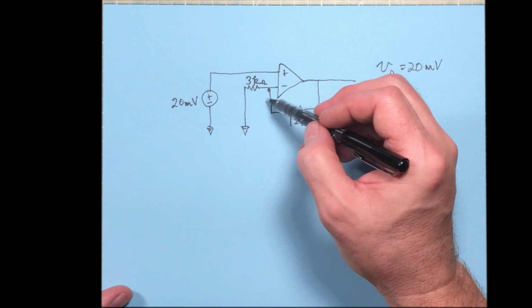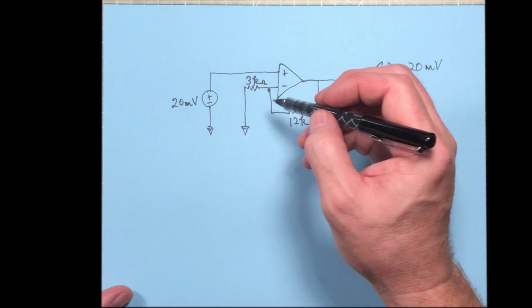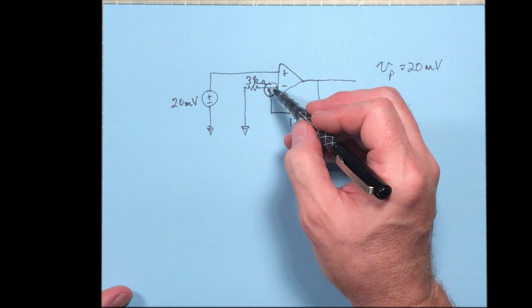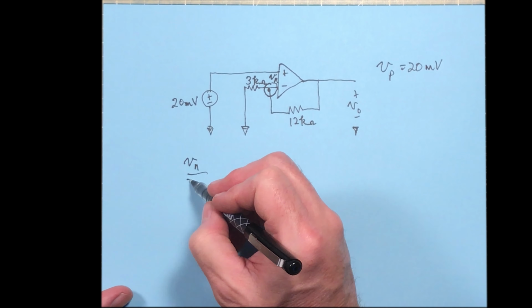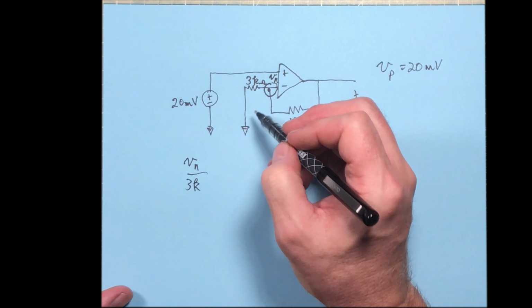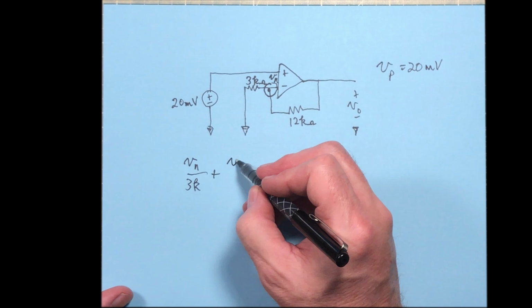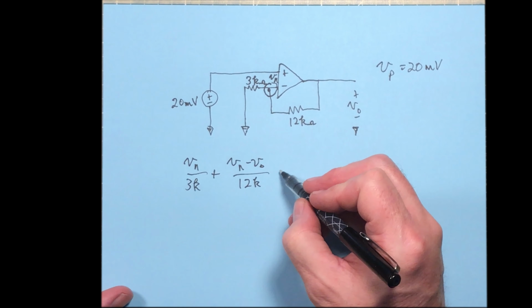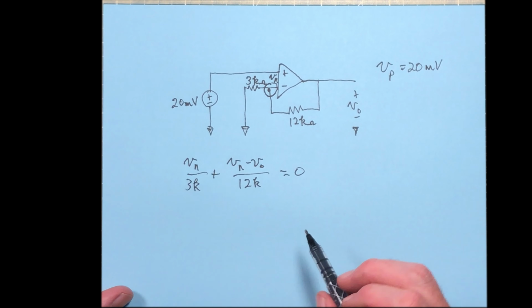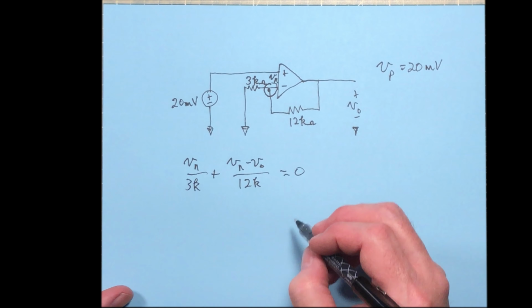So when we come down here, we can write a node voltage equation. And you do it exactly the same way. Even though things are drawn in a slightly different configuration, you do exactly the same steps. This is V sub N. So V sub N over 3K, that's the current going this way, plus, and now the current going this way is going to be V sub N minus V output over 12K, and that's equal to 0. All right, now, do you recognize it yet? Well, keep going. If you don't, we'll keep going here.